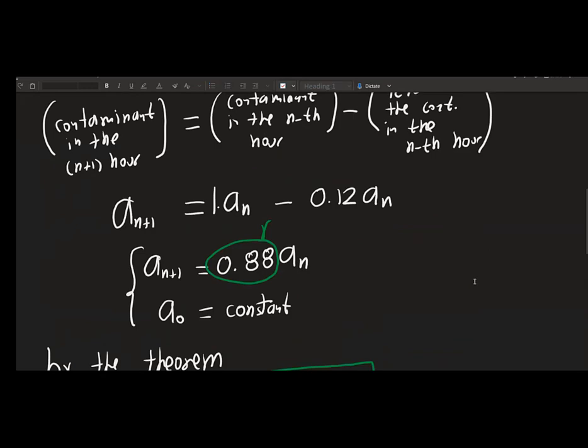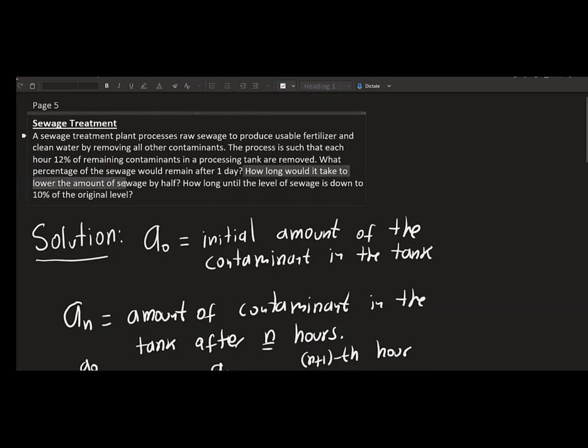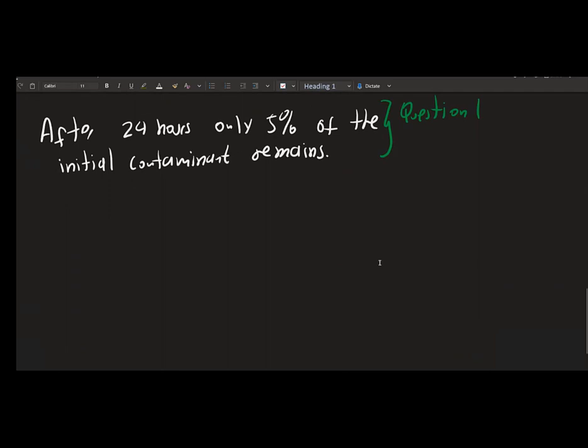So the second question is, how long will it take to lower the amount of sewage by half? So they're asking me here for time. So for the second question, let me put this down here. This will be question two, and this is asking for time.